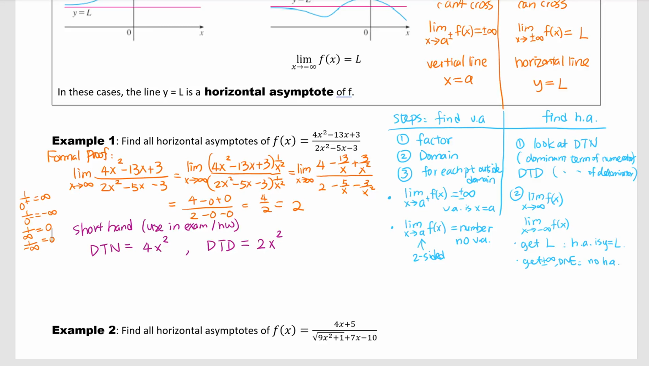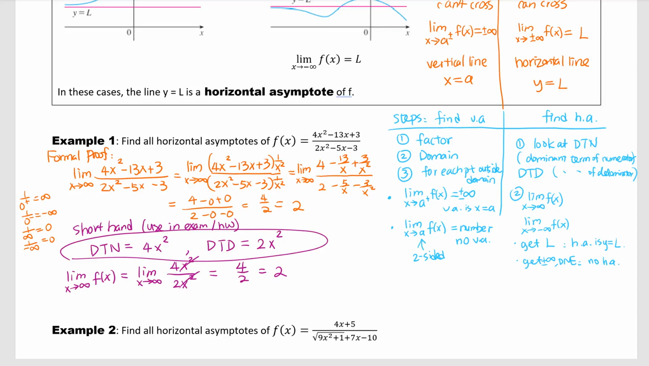Then our limit as x goes to infinity of f of x: it's enough to just look at the dominant term of the numerator over the dominant term of the denominator. Then x squared cancels, and we have 4 over 2, which is 2. See, it's a shorthand way to do that. In the exam you can use this way, but if you use this shorthand proof, you have to write down what the dominant term of the numerator is and what the dominant term of the denominator is.